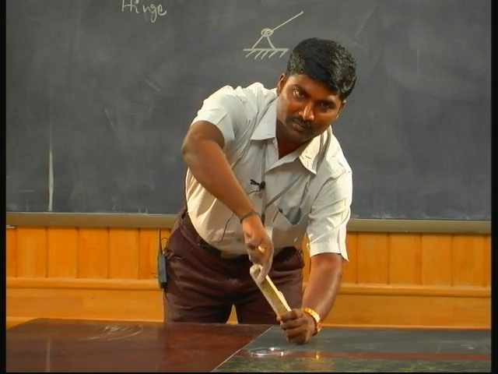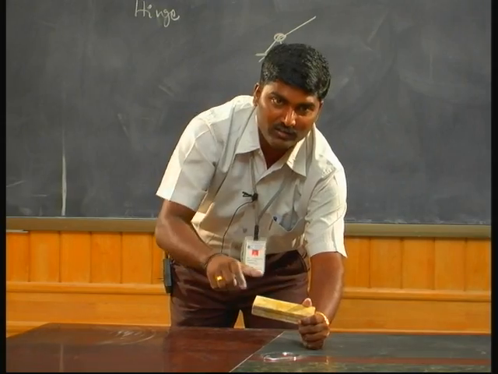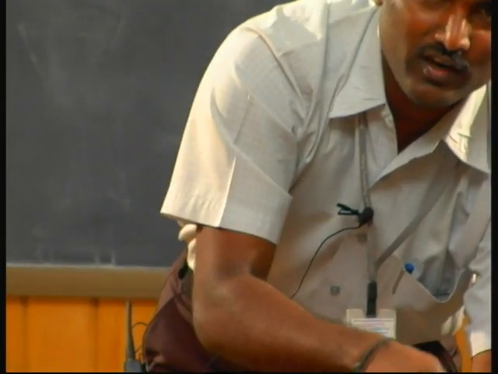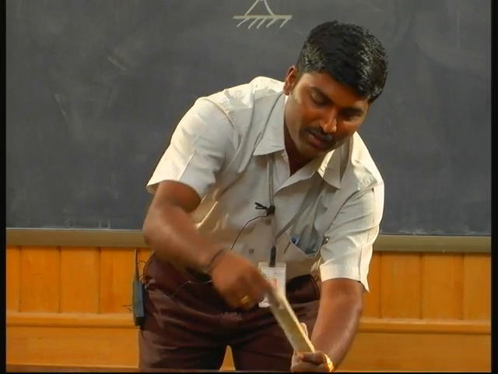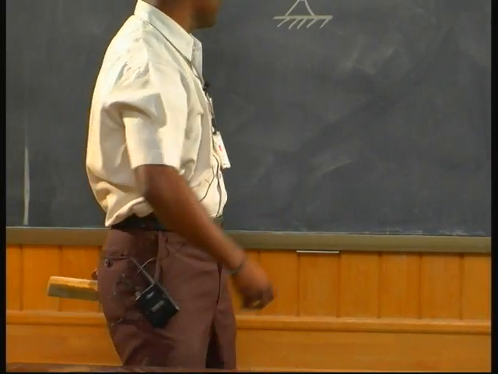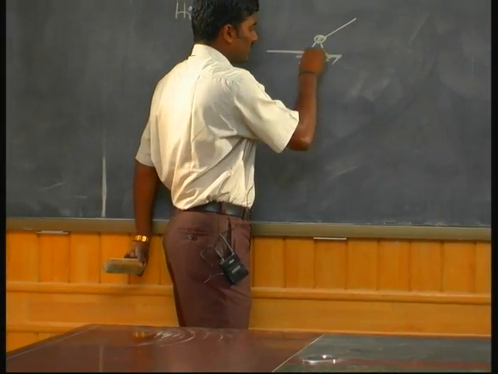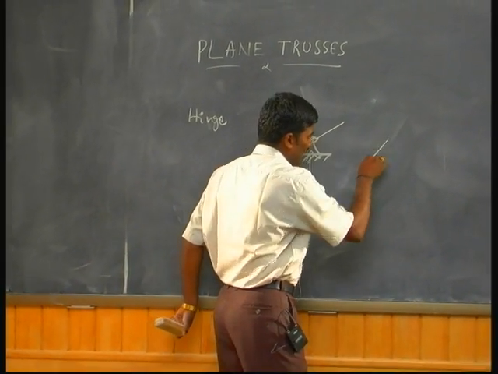If I want to pull it up, I can't. If I apply a horizontal force, I can't. If I apply a vertical force, I can't. So there will be a reaction from the support. If I apply rotation, it will freely rotate, so there won't be any reaction. So a hinge will have two reactions. This is all known to everyone. Okay, so next is the roller.